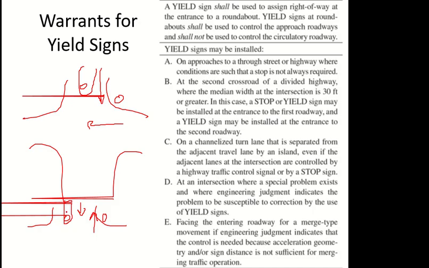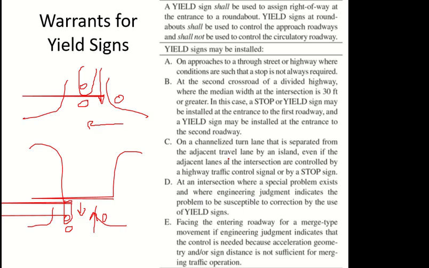So you may have an extra yield sign, but in both cases we need the median or the divider to be wide enough to have a vehicle here. If a vehicle stops here, this space should be wide enough for the vehicle to stop without blocking this road. Same thing here, if a vehicle stops here, this should be wide enough for the vehicle to not block this road. So this is very important. So this is another case of a yield sign.